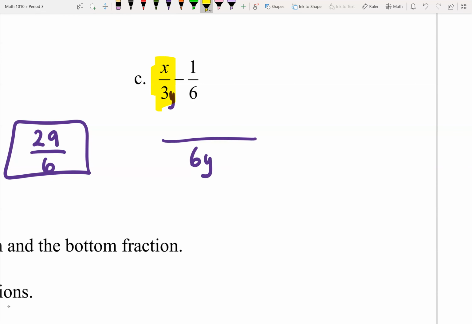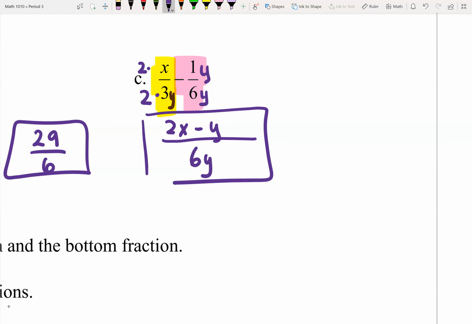So look at this first guy right here. What do I multiply by 3 to get a 6? A 2, and I've already got the Y. So if I multiply the bottom by 2, I have to multiply the top by 2, and then 2 times x is 2x. The second fraction right here, guys, has the 6, but it's missing the y. So I'm going to multiply the bottom by y. Therefore, I multiply the top by y. Negative 1 times y is a negative y, and that's my answer.